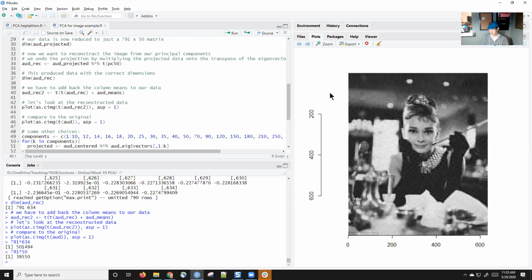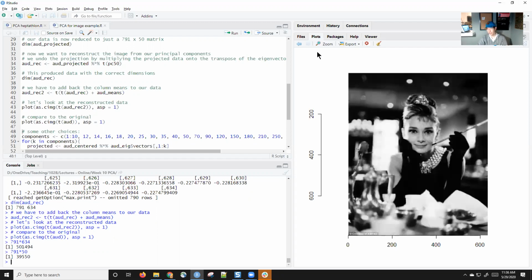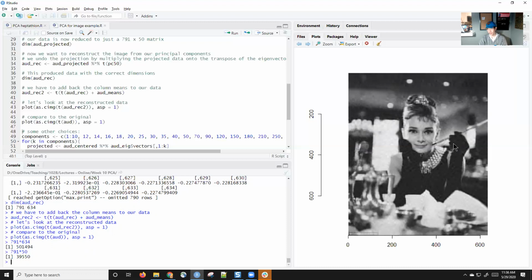All right. Now, at a theoretic level, you can use principal components as a form of image compression. You could take the original data, 791 by 634, and compress it down to an image like this, where you only kept, say, 50 of the columns of data. So it is possible to recover the image like this and use it as a form of image compression.